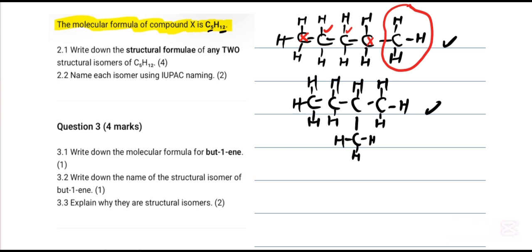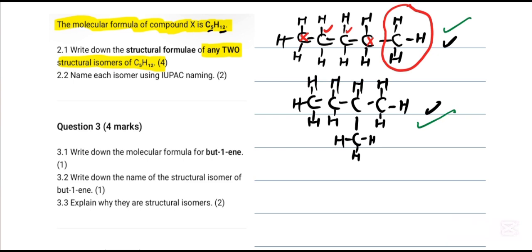Now let's quickly go to the questions. Write down the structural formula of any two structural isomers. So now we have drawn these structural formulas. Here we start with no branch, then here we have one branch. The following question says name each isomer using IUPAC name.